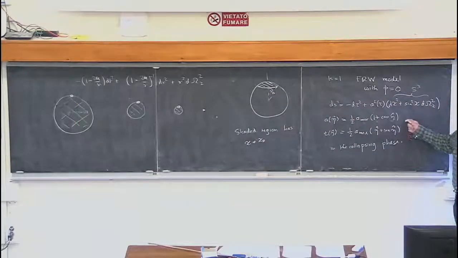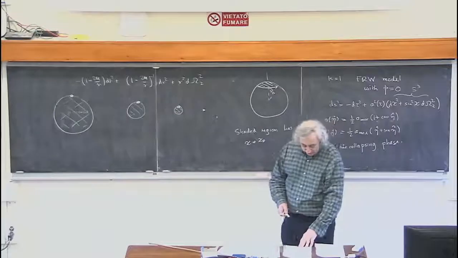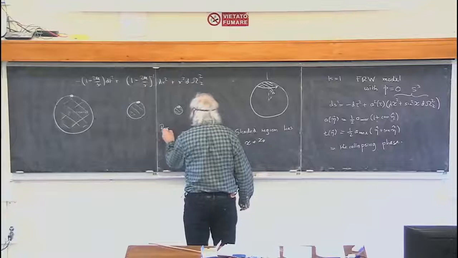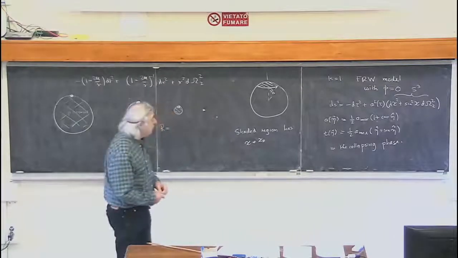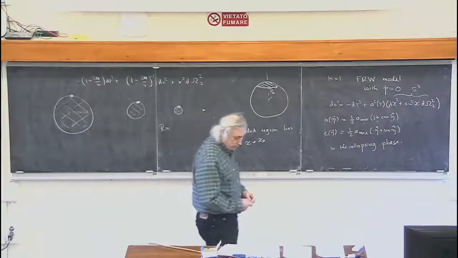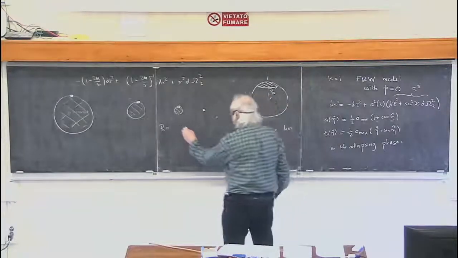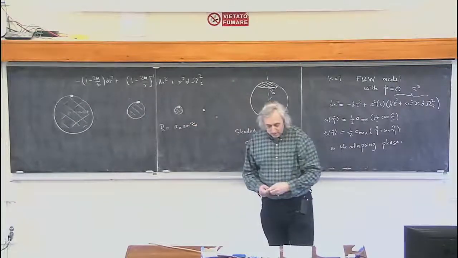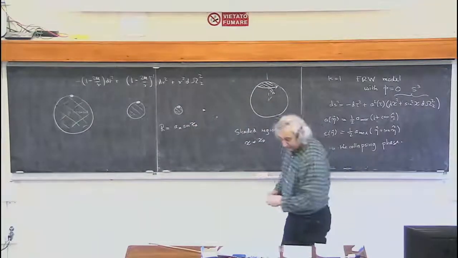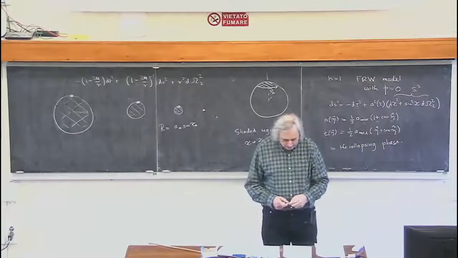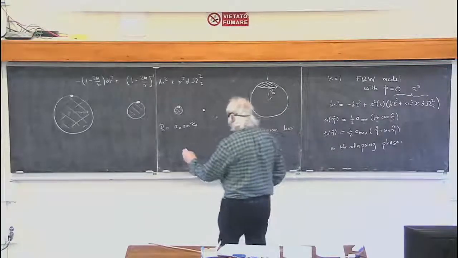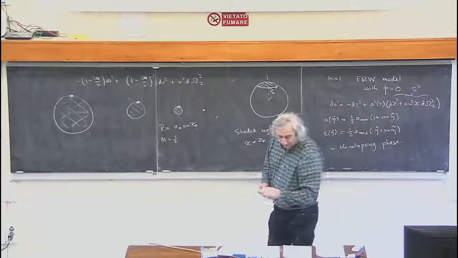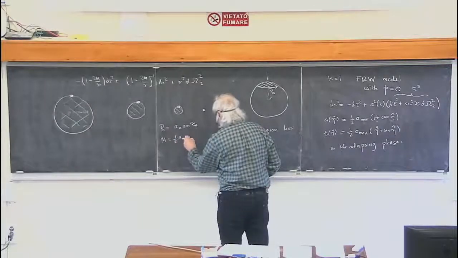So all you have to do is to match these two together, and to do that you just simply observe that capital R, that's the value of the radius when you start the expansion, has got to be equal to A_m times sine chi 0. And that's really all you need. And the total mass is equal to a half A_m sine cubed chi 0.